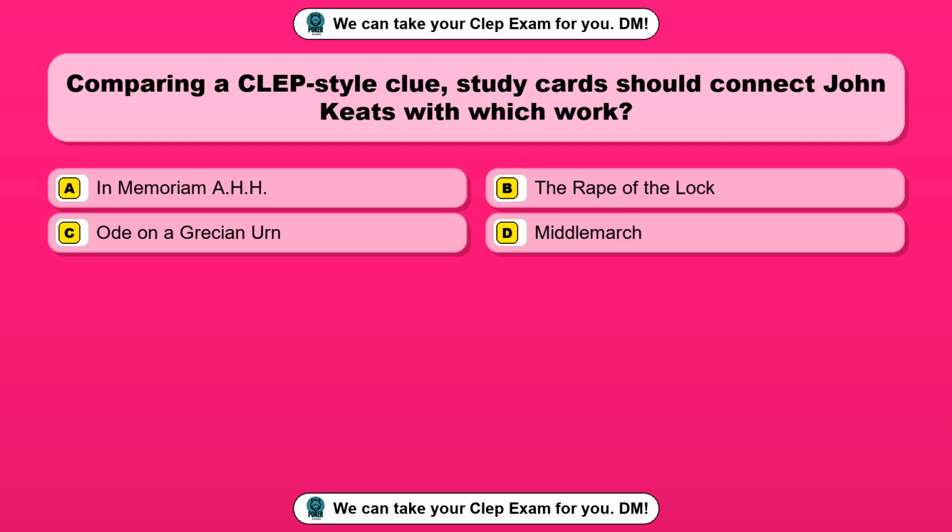Question 100. Comparing a CLEP-style clue, study cards should connect John Keats with which work? Option A, In Memoriam A.H.H. Option B, The Rape of the Lock. Option C, Ode on a Grecian Urn. Option D, Middlemarch. The correct answer is option C. Ode on a Grecian Urn.